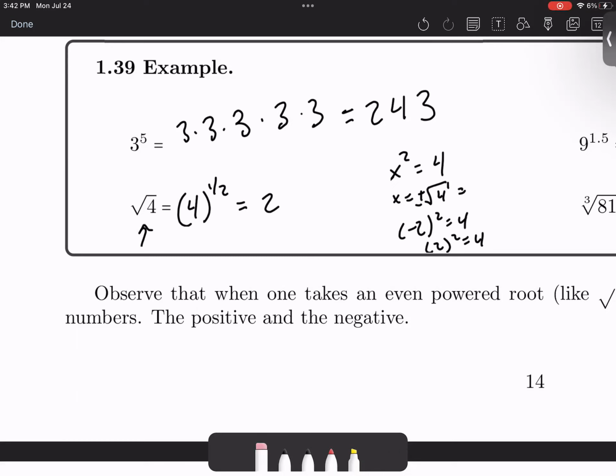So anytime you take an even root, then you elect to take the positive answer. So we're not going to take plus or minus 2. We'll just take 2. So the square root of 4 is equal to 2. Same thing, 4 to the 1/2 is equal to 2.